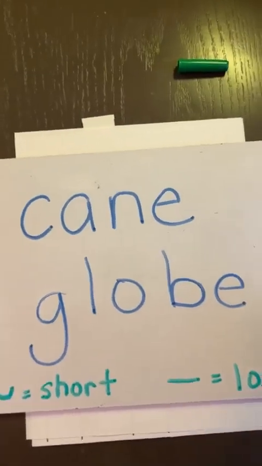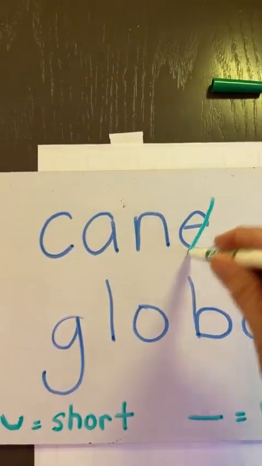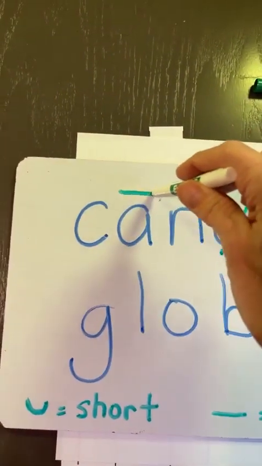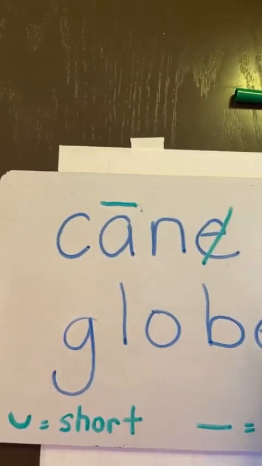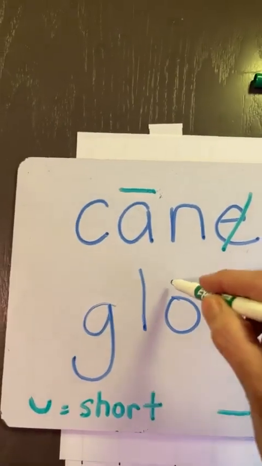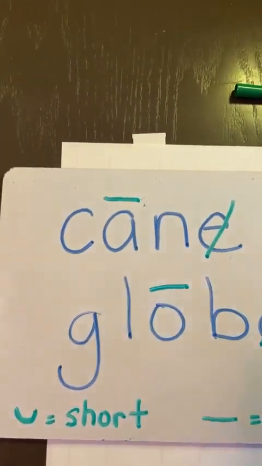So the magic E rule is this. The E is silent. It makes the vowel say its own name. That's what I get kids to do as we're practicing it. They say it out loud. The E is silent. It makes the vowel say its own name. Okay, so that is the magic E rule.